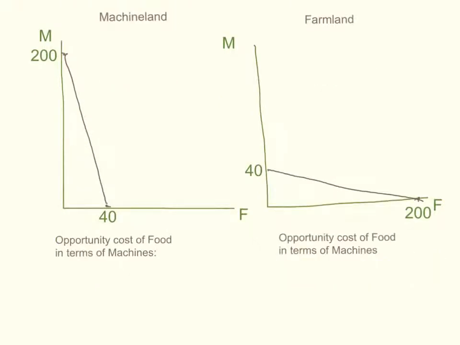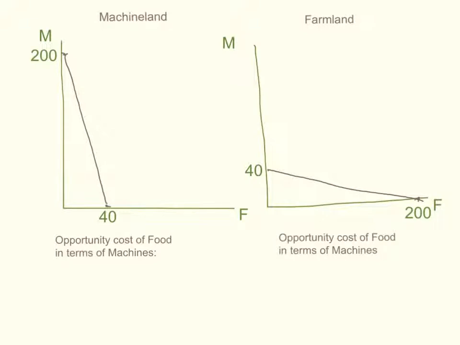So now we're going to calculate the opportunity cost for each of the countries of food and compare who has the lowest opportunity cost for food. Now, for Machineland, the opportunity cost of food in terms of machines, we use the formula given up over gained. As you move down this curve, what are you doing? You're giving up machines and you're gaining food. So as you move down this curve, we will calculate the opportunity cost of the food that we're gaining in terms of the machines that we're giving up.